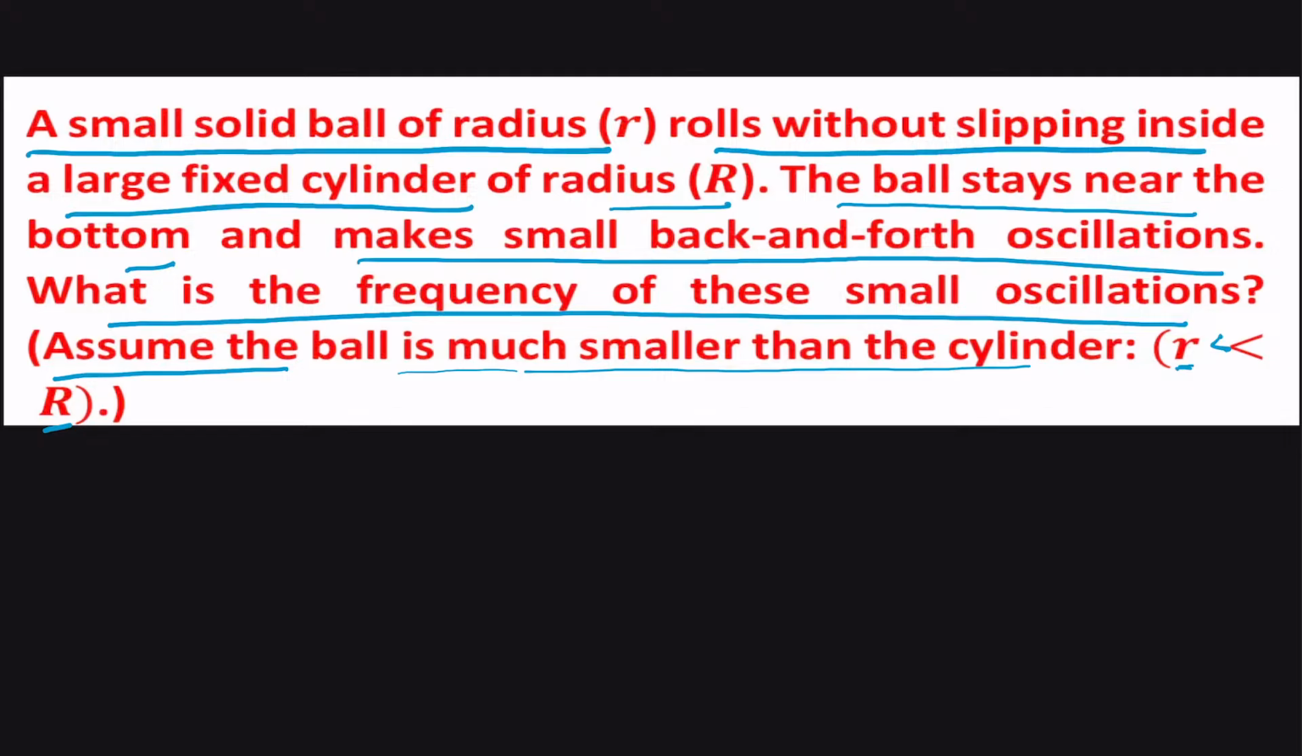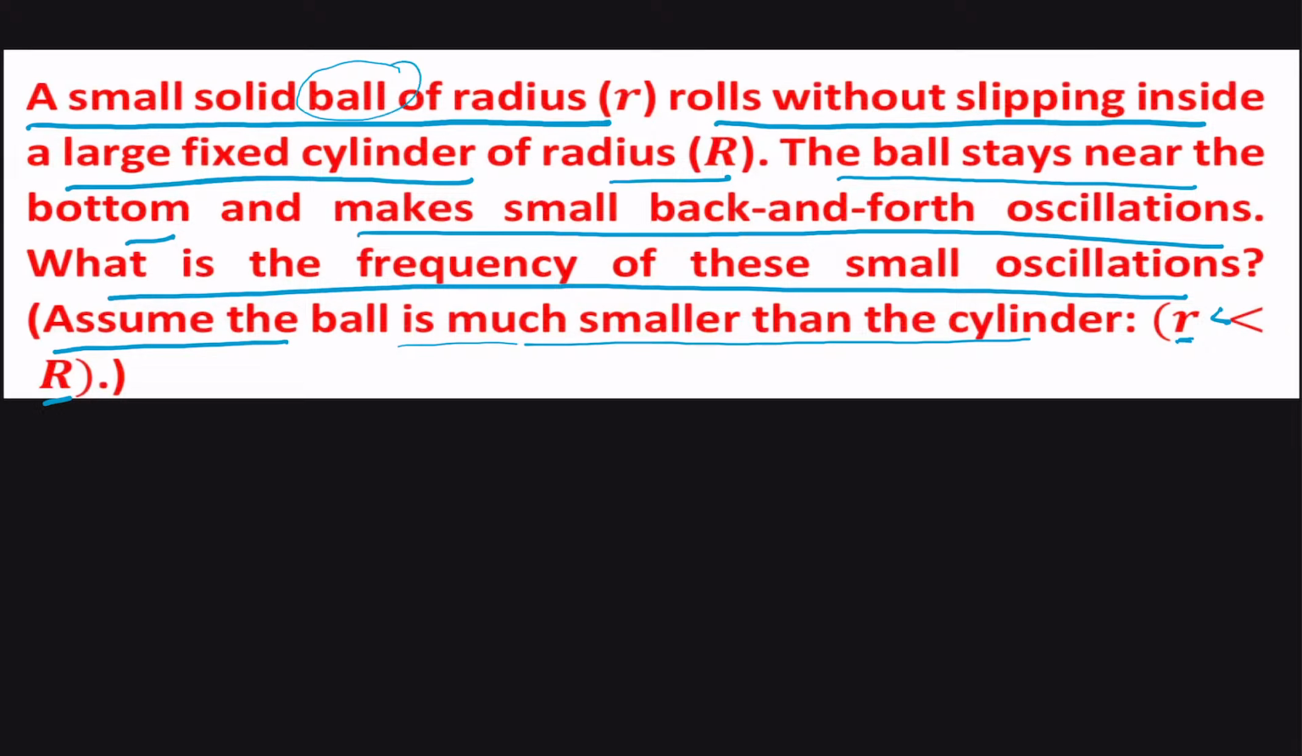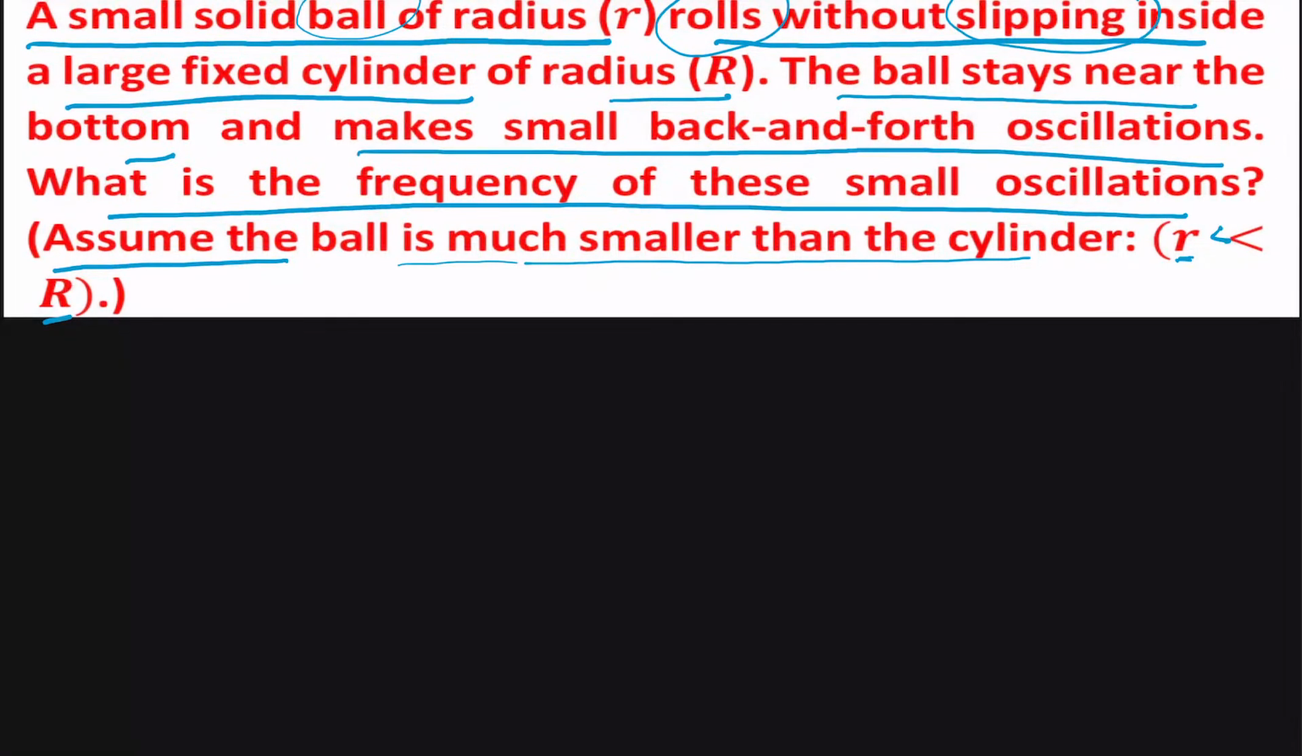And here we are given that the solid ball is rolling without slipping. So we can just draw an approximate figure, and the larger cylinder is fixed and having a radius of capital R. Suppose we have a larger cylinder, and this is the center, and the lowest point is given as point P, and in this we have a smaller cylinder, and the radius of this smaller cylinder is given as small r.